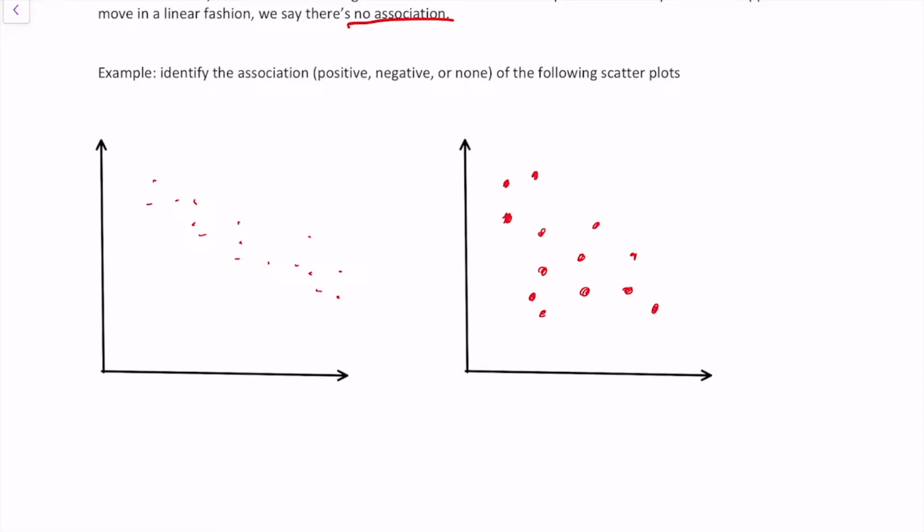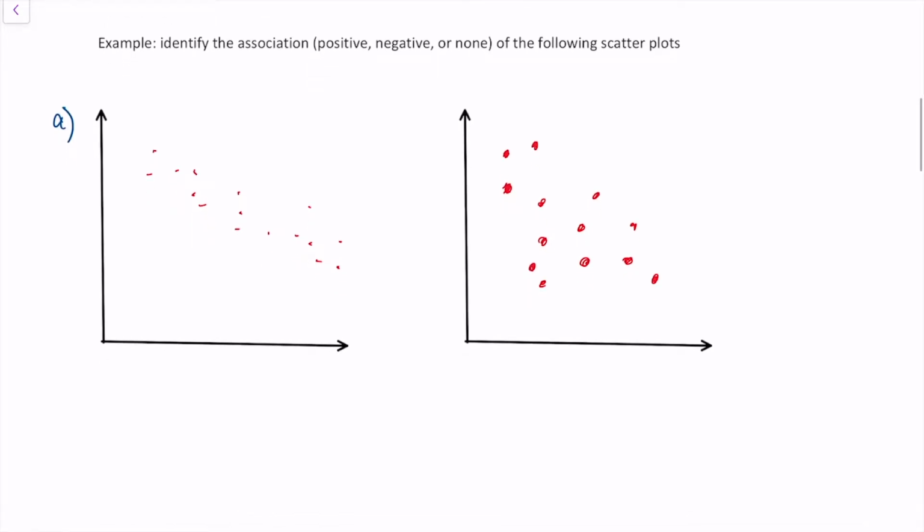Let's look at this first one over here. I'll call it A. As we look at these, each individual red dot corresponds to a data point, an x and y data point. As we look at that, the trend happens to be, as the x's increase, it seems that the y values tend to go down as well. So we would say that this exhibits a negative association.